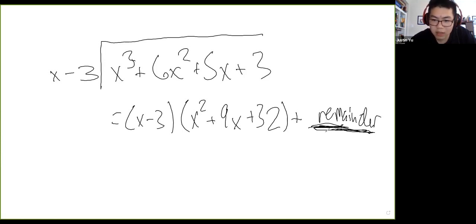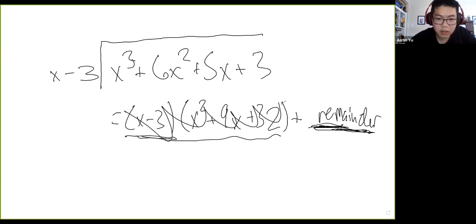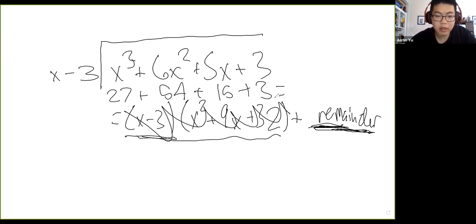I won't go into it here, but the important part is: is there a fast way to find out what this remainder is? The answer is yes. It turns out all you have to do is plug in 3. The reason is that this entire term goes away because you have a 3 minus 3, so you multiply by 0. So this becomes 27. This becomes 2 times 27. This becomes 15. This becomes 3. And when you add that all up, I believe you get 99.